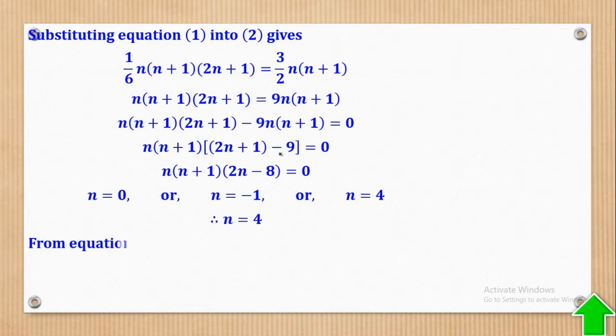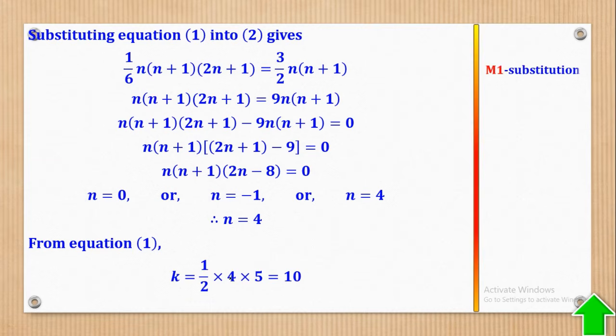Now we have got one value, so we shall go back to equation 1 and substitute for n. Then we come up with the value of k. Remember, k was equal to a half n multiplied by n plus 1. So n plus 1 gives you 5. So when you simplify this, I come up with 10, and that will be the value of k which they wanted.